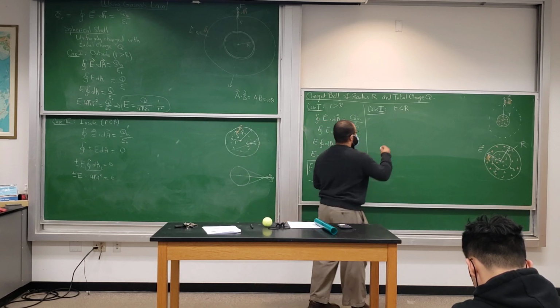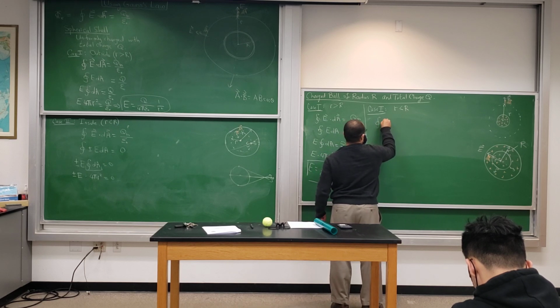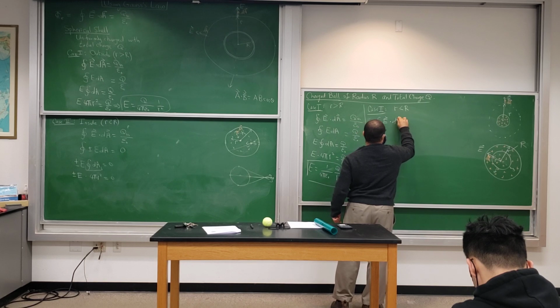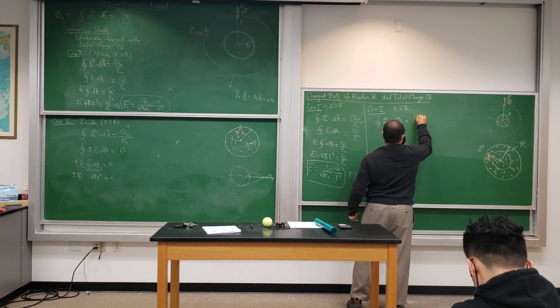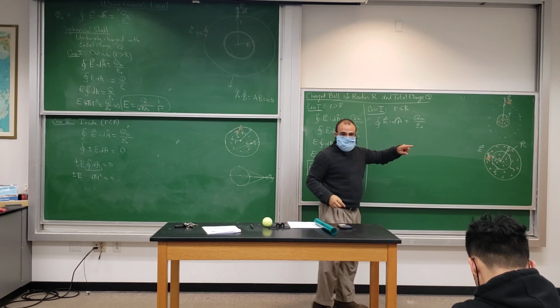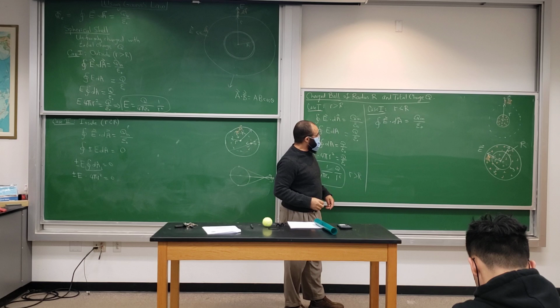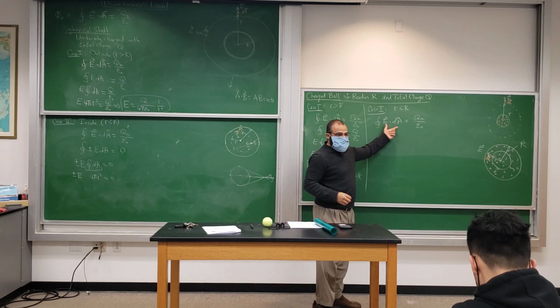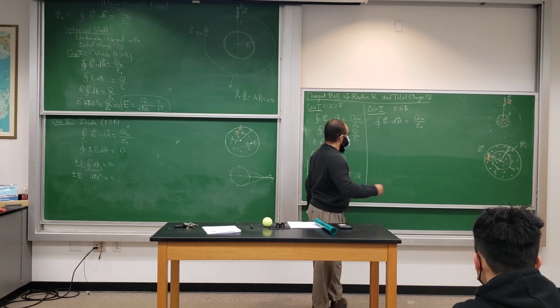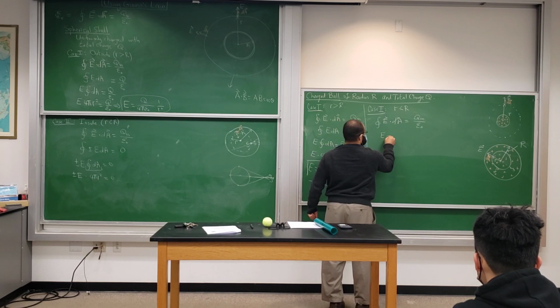So I have Gauss's law: the integral of E dot dA is equal to Q enclosed over epsilon naught. We actually have to do some work now to find what Q enclosed is. So we will do that a little bit. But let's look at the left side. E and dA are parallel to each other, right? So E dot dA is just E times dA.